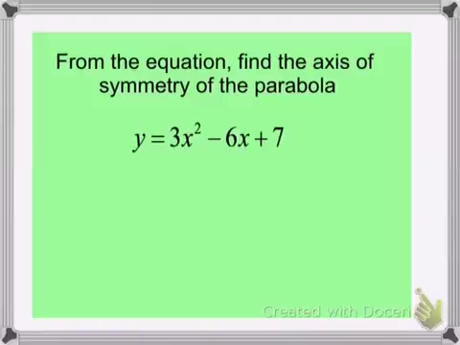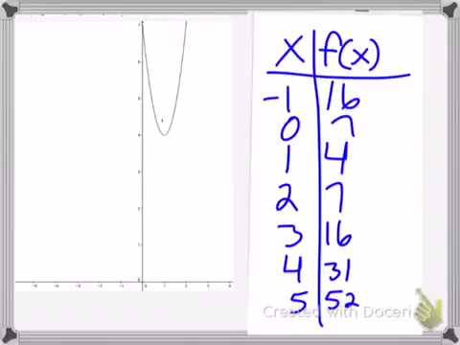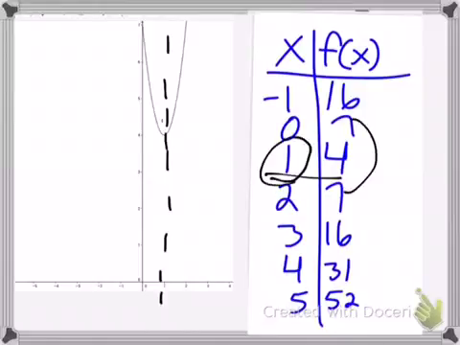For the equation, find the axis of symmetry. Right here we can graph it and find the table. So our axis of symmetry, if you draw a line straight through the center, you see x equals 1. And you also can find the x value of the vertex because it's the same on each side. And know that our axis of symmetry is x equals 1.